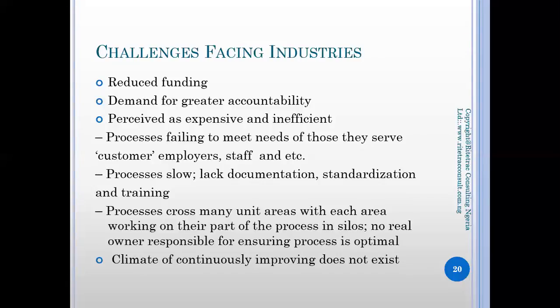They are fighting corruption. That's perceived as expensive and inefficient, with processes failing to meet the needs of those they serve, that's customers, employees, staff, etc. Processes are slow and lack documentation, standardization, and training. Processes cross many units and areas, with each area working on their part of the process in silos, and no real owner responsible for ensuring the process is optimal.